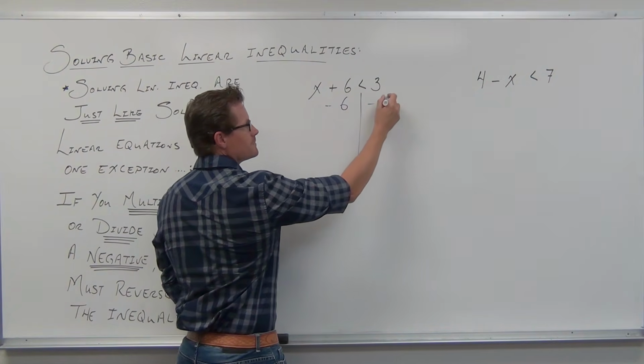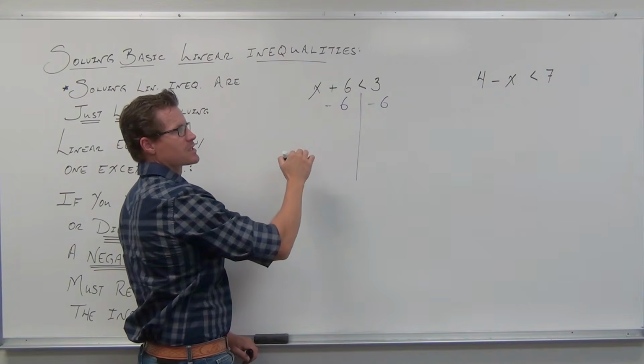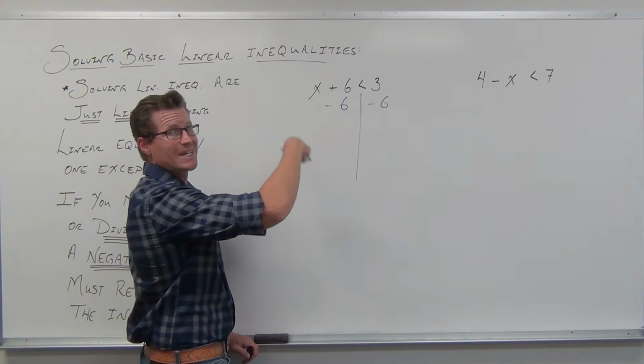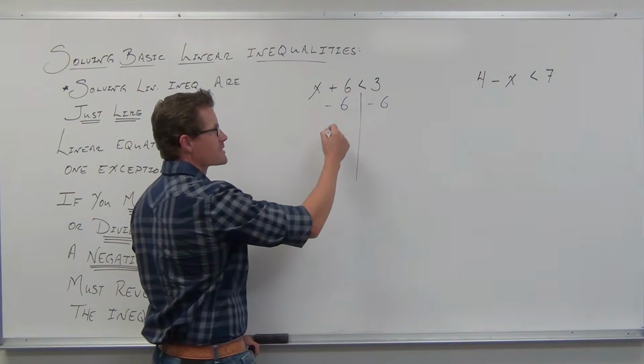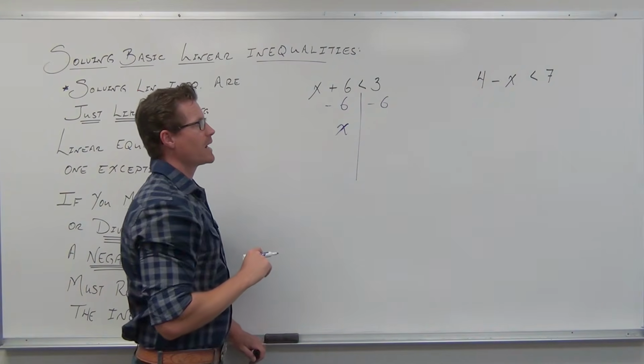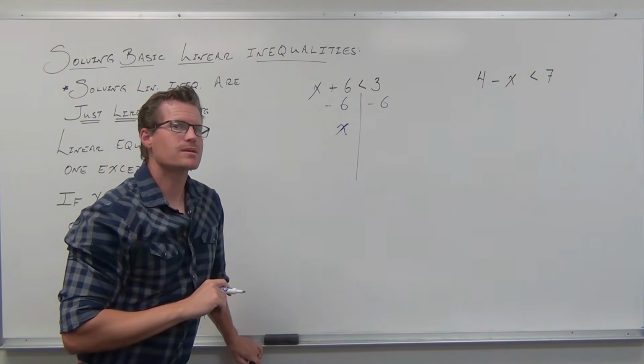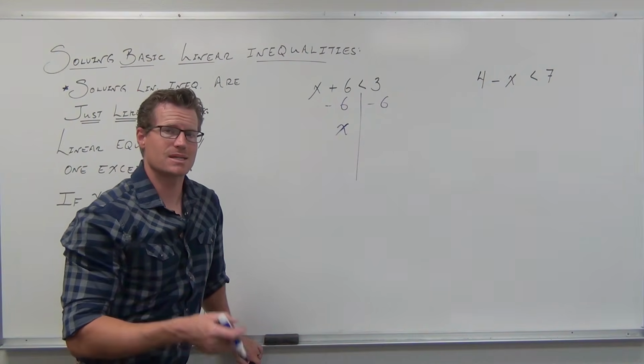Let's subtract it. Hey, x plus 6 minus 6. Remember, with addition and subtraction, we're getting zeros. We're trying to get zeros. x plus 0 gives you x. On the right-hand side, 3 plus negative 6, or 3 minus 6, is negative 3.